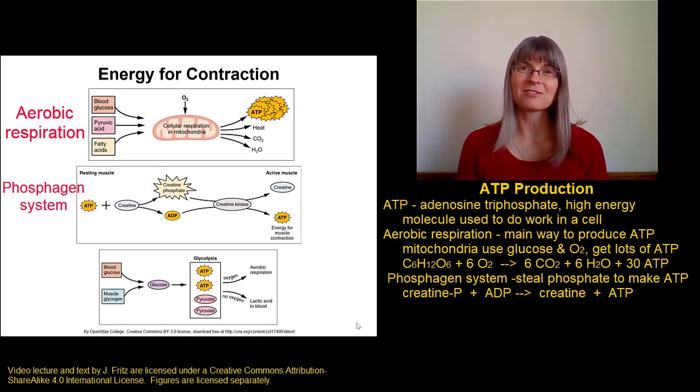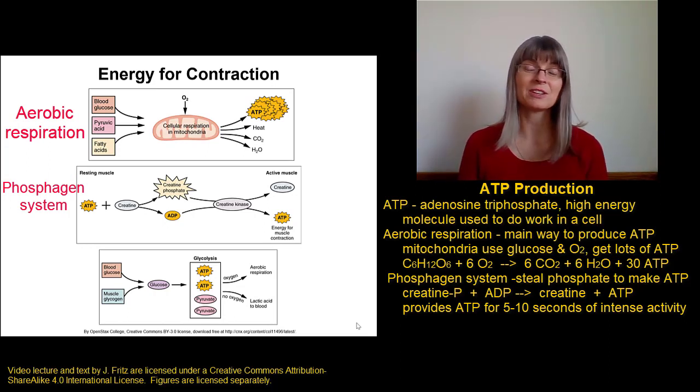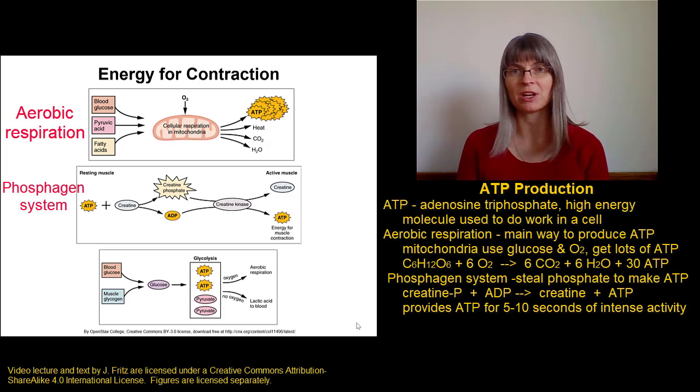You have enough creatine phosphate and enough similar phosphagen system molecules for about 5 to 10 seconds of intense activity using ATP generated from the phosphagen system. If your intense burst of activity is going to last much longer than that, we have to switch to yet a different mechanism of ATP production.